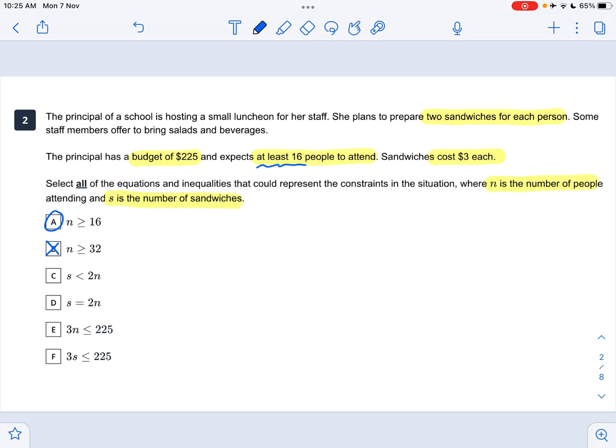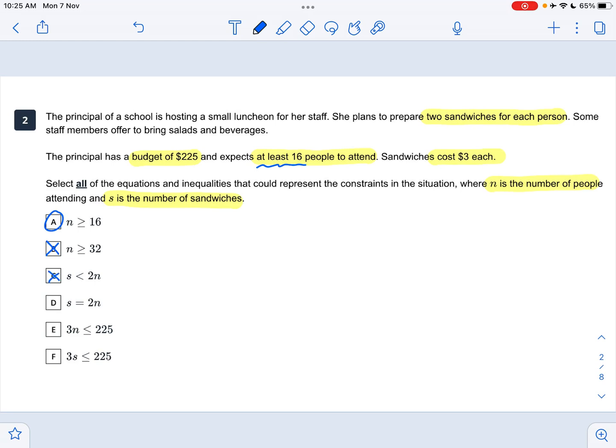C, s, so the number of sandwiches is going to be less than 2 times the number of people. Okay, so let me say that one more time. The number of sandwiches is going to be less than 2 times the number of people. So on that one, that would be like that.